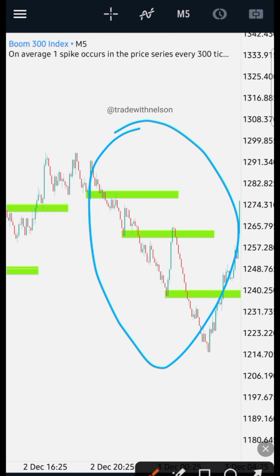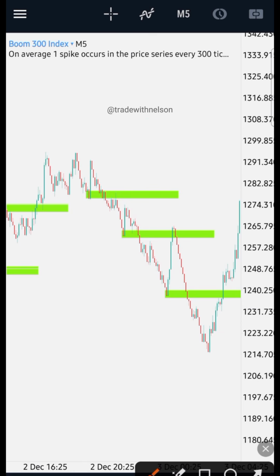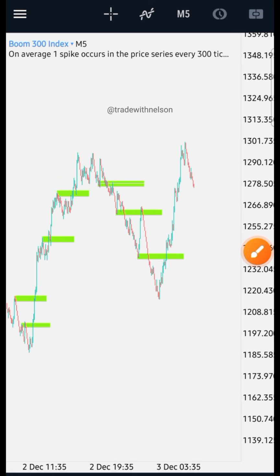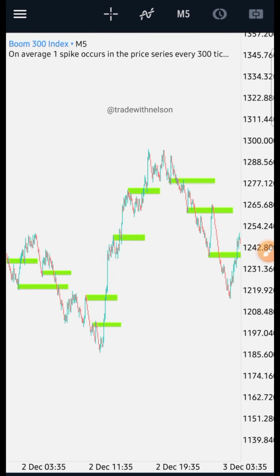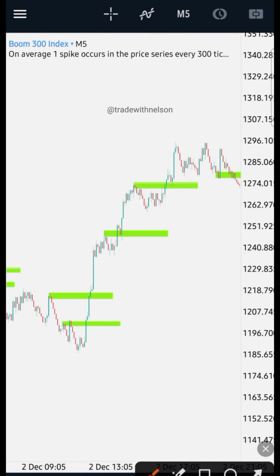All this drawing that you see over here, that is what it is meant to do. First thing you need to look at is that we want to know the direction of the trend. As you can see on my chart, this is the 5 minutes time frame. If you look up here, this is the boom 300 index chart. Boom means that the market is spiking to the upside. But in some situations, the retracement can be more than the spike.